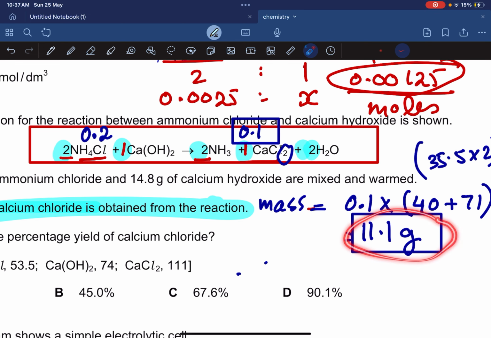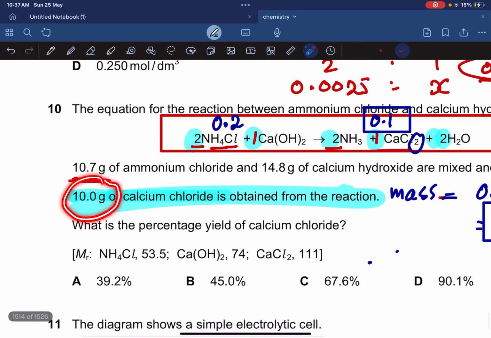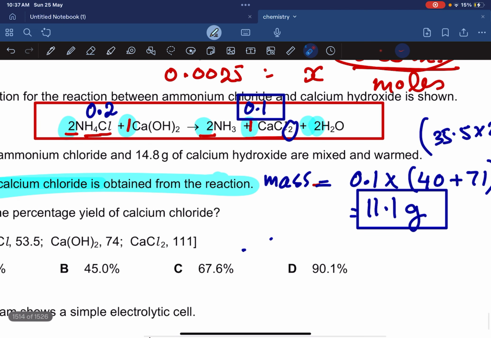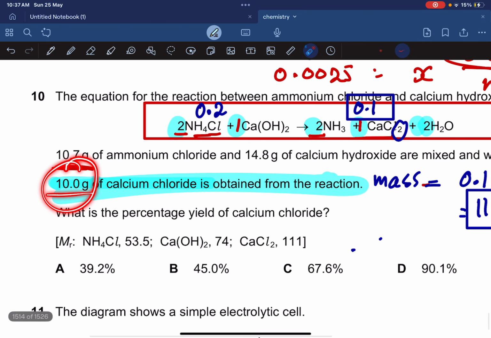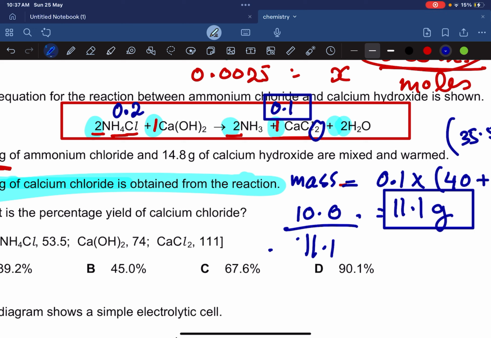The mass I calculated it to be. But what's the mass in reality? That's 10.0 grams, and that's unfair because according to my theory, मेरा इतना mass आना चाहिए था कैल्शियम क्लोराइड का, but आया कितना? इतना. लैबोरेटरी में इतना आया, थ्योरी में इतना आया. सो लैबोरेटरी में जो आया उसको ऊपर रखें 10.0, जो थ्योरी में आया उसको नीचे रखें 11.1 times 100%. That's going to give you the percentage yield.